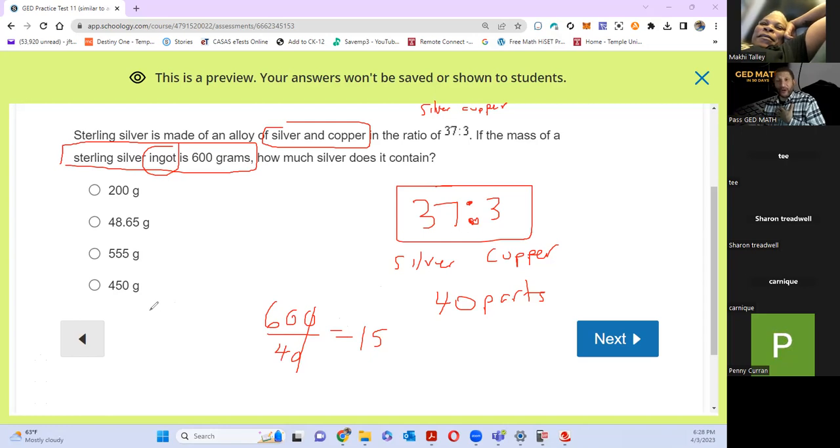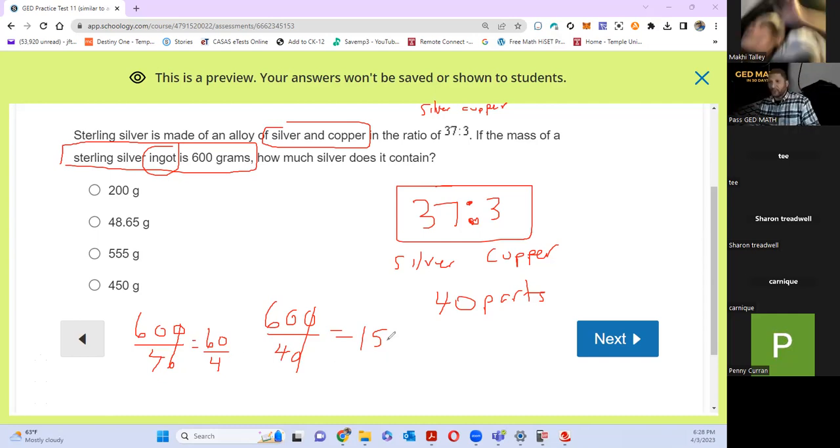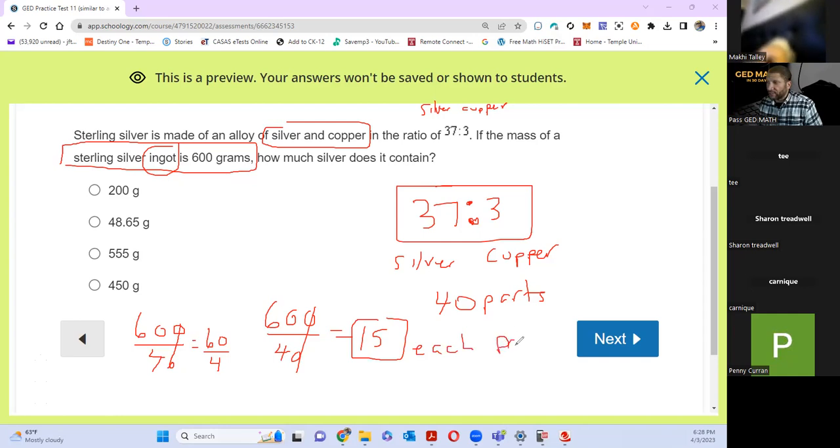Now, how did I do that so quick? Again, mental math is very important. Knowing your multiplication tables is very important. Knowing your foundational rules is so important. This is what I did. 600 divided by 40. I know I have zeros at the end of both numbers, I can get rid of them. So that's the same thing as saying 60 divided by 4. All that is saying is 60 divided by 2 two times. So 60 divided by 2 is 30, 30 divided by 2 is 15. So that tells me each part is 15.